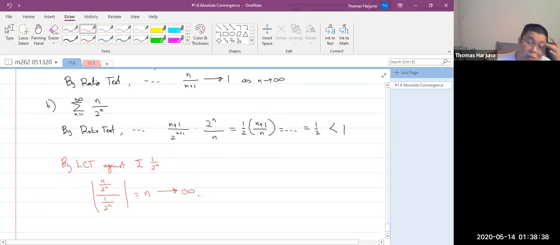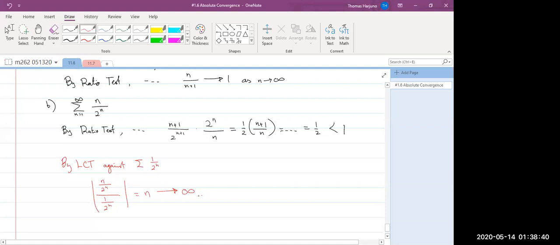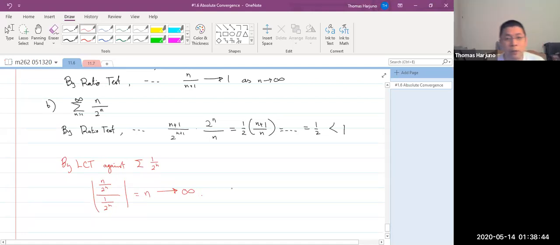Nothing we can say. Yeah, nothing we can say. Even if you reverse the order, 1 over 2 to the n over n over 2 to the n, this will give us 1 over n. This goes to 0, right?